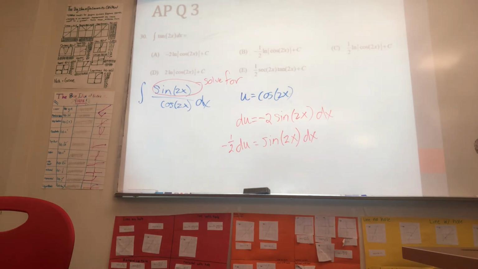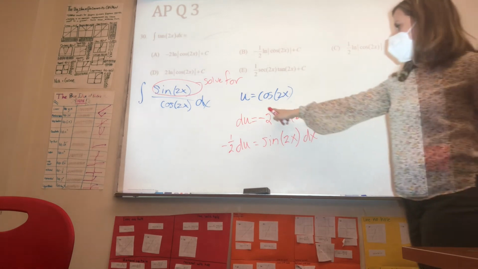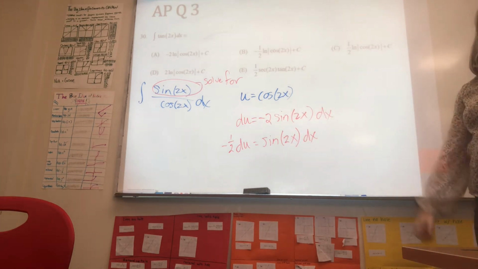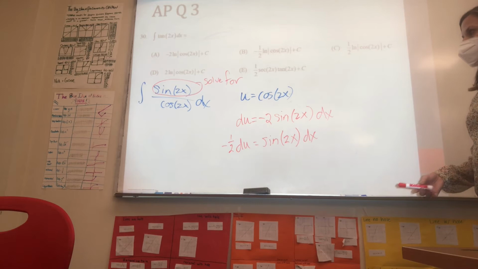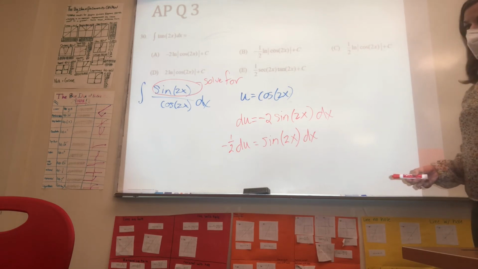Okay. Oh, why is it negative a half? So you're solving for sine 2x dx. So you want to get rid of the negative 2, so I divide by negative 2 on both sides. All right, do the u sub. Sub it in, and then integrate if you can.